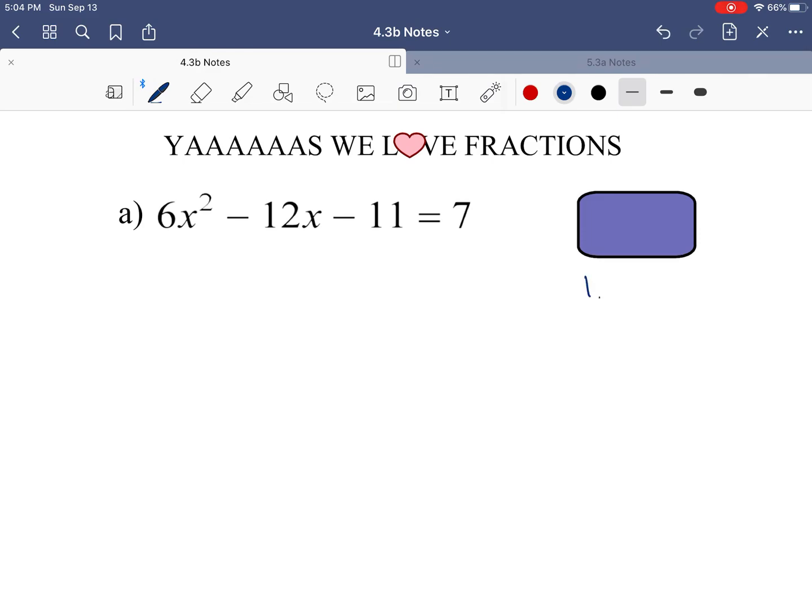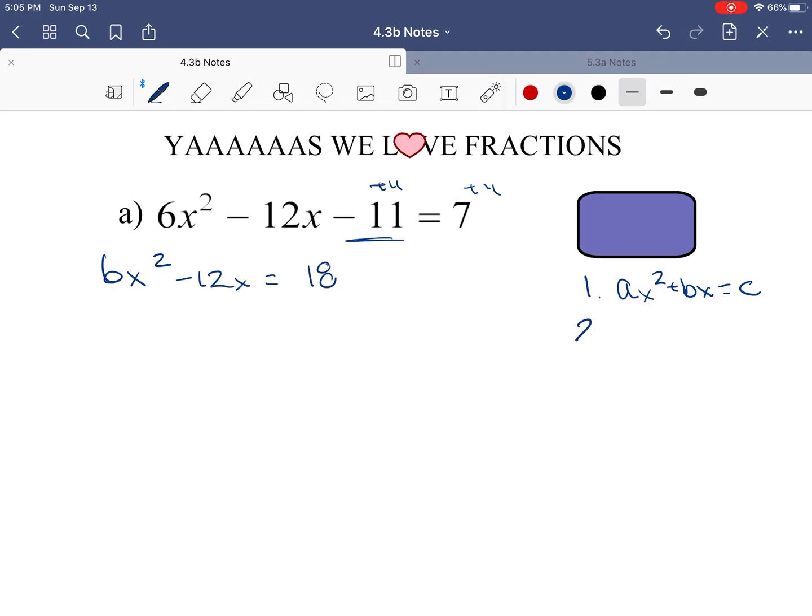So the first part is you're putting it into ax squared plus bx is equal to c. So this is our c term. 6x squared minus 12x is equal to, if I add 11 to both sides, I'm going to have 18.